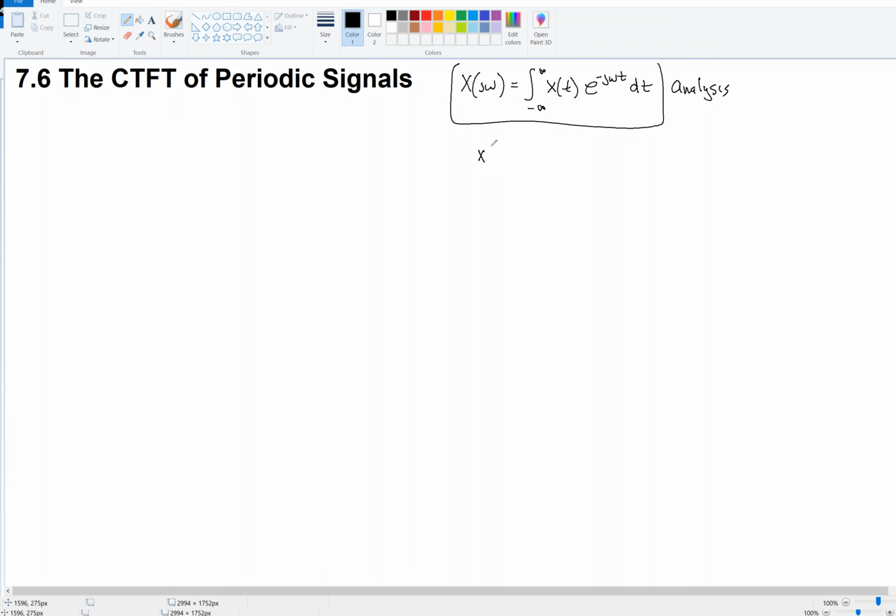And then remember, there is the synthesis equation, where if you give me the frequency content, or the Fourier transform, capital X, then I will calculate this integral and get you back x of t. This is what's called the synthesis equation. Now, let's consider what, again, the capital X is telling us. It's telling us the frequency content of the signal.